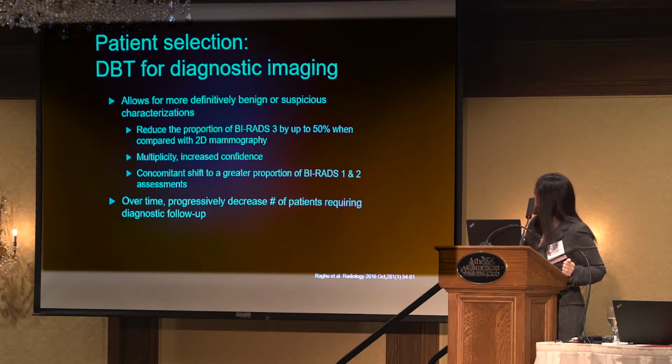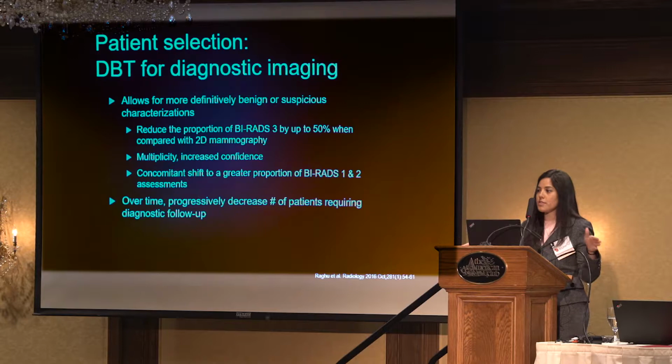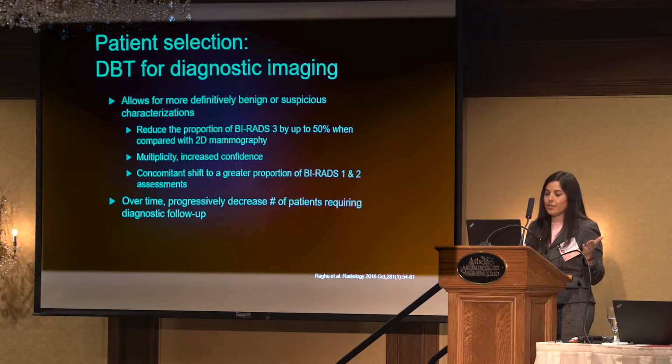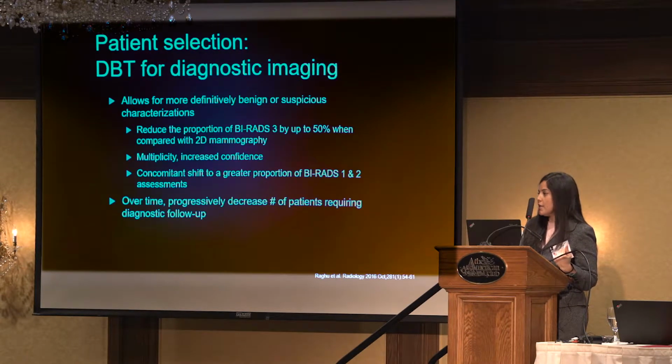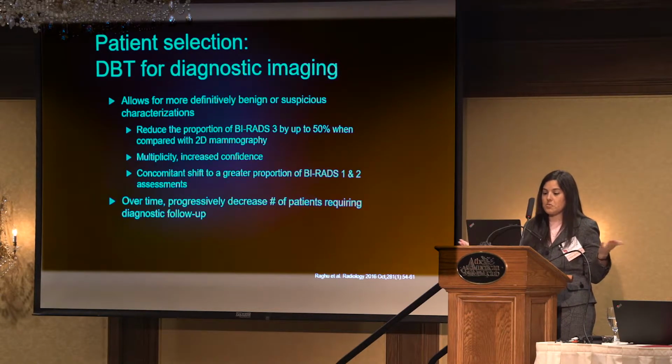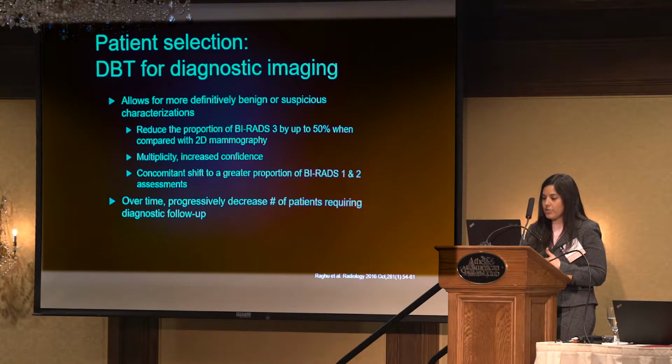Other studies have shown that DBT for diagnostic imaging actually allows for more definitively BI-RADS 1/2 or BI-RADS 4 characterization. So it reduces this middle, probably benign BI-RADS category. This study actually quotes up to 50% compared to standard 2D mammography alone. Probably that's related to multiplicity. You see multiple similar appearing findings, and also increased radiologist confidence. An asymmetry on a baseline mammogram that looks like nothing on tomo with nothing on ultrasound may just be nothing, so BI-RADS 1-2. And that could lead to a shift to a greater proportion of back to screening instead of following up these patients over time.